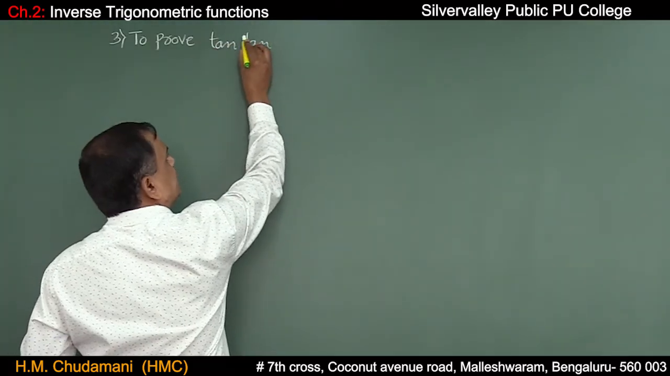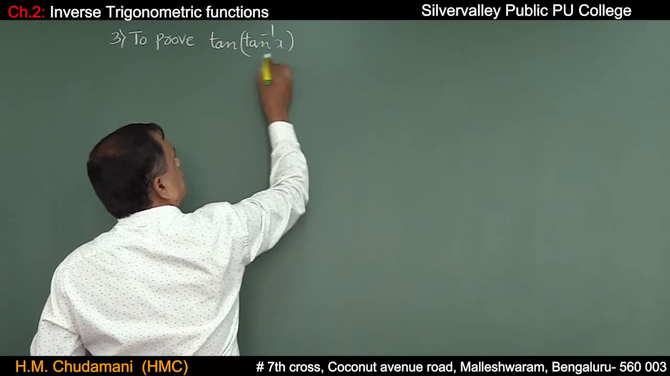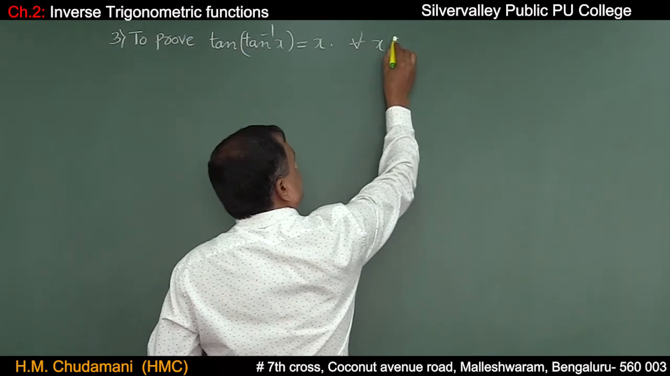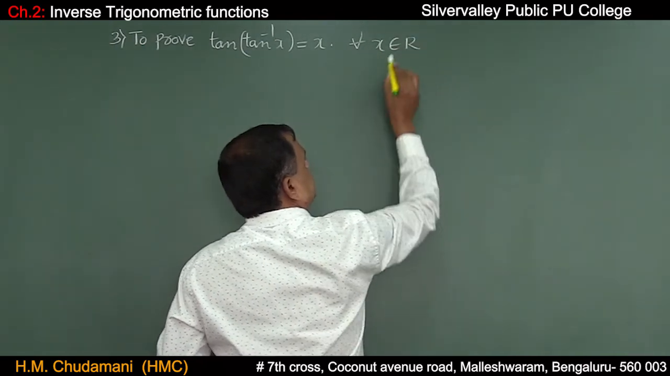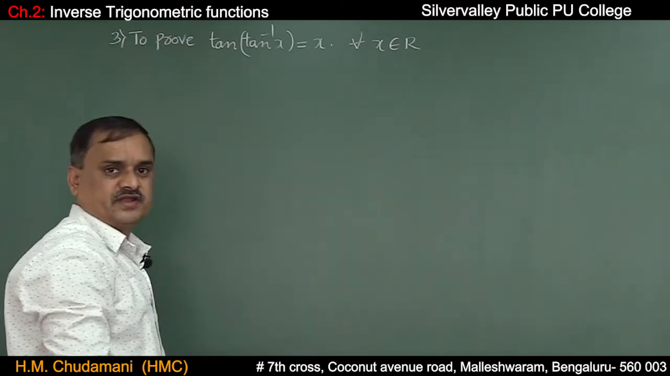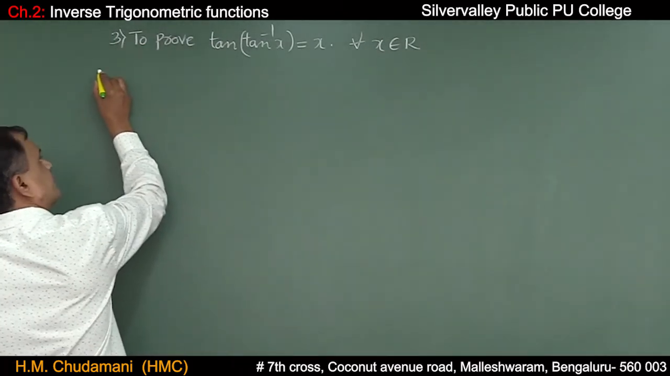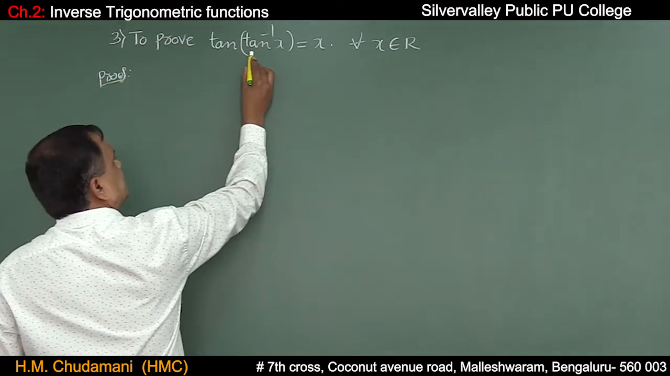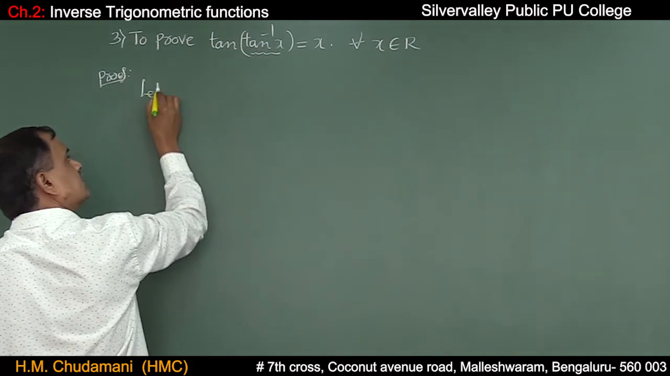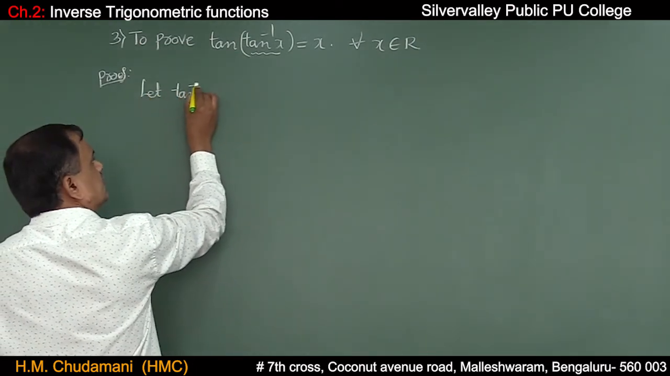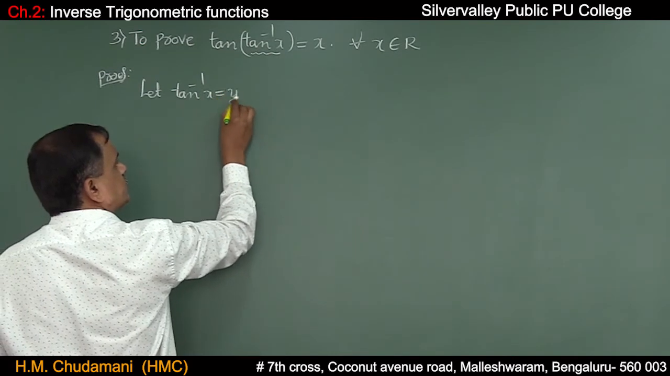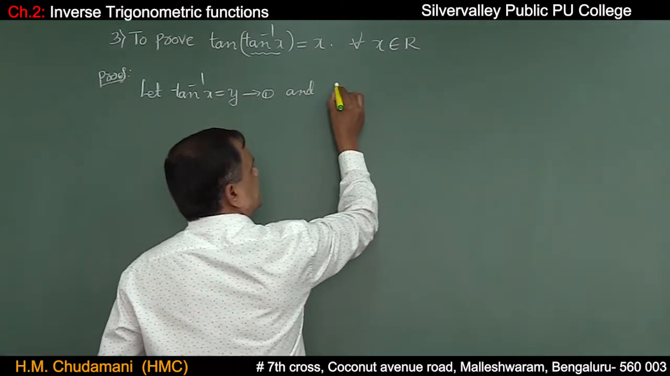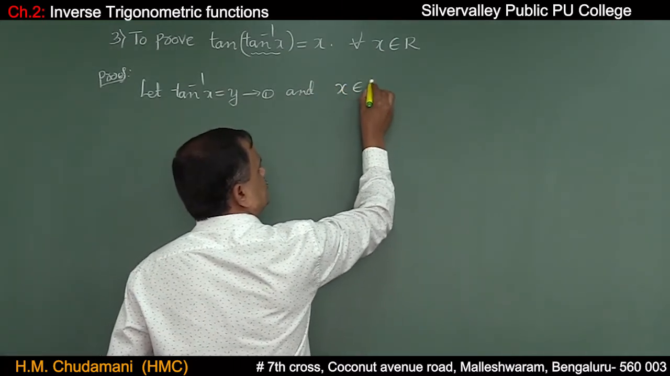Tan of tan inverse x is equal to x for all x belongs to real numbers. Real numbers means minus infinity to plus infinity. Proof. Let us take tan inverse x is equal to y, and x belongs to the real numbers.